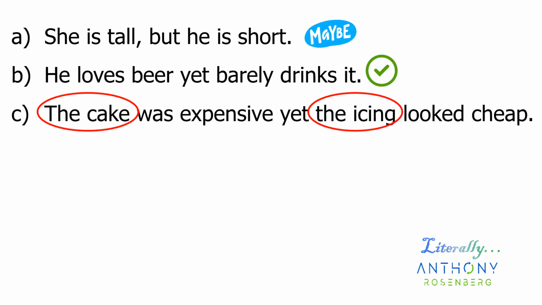We have the coordinating conjunction "yet". It's quite a long sentence. It's not short like letter A: she's tall, but he is short. The cake was expensive, yet the icing looked cheap. It's a longer sentence. So due to the length of the sentence, we would probably put in the comma. I'm going to say it's wrong. Definitely put in the comma in a sentence like that.